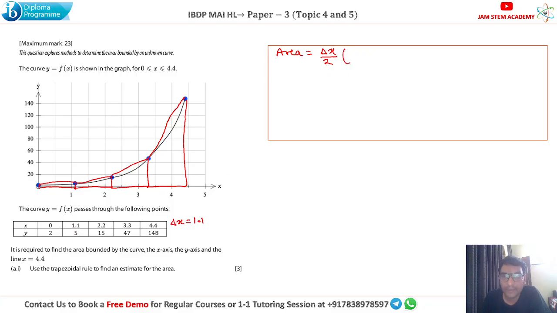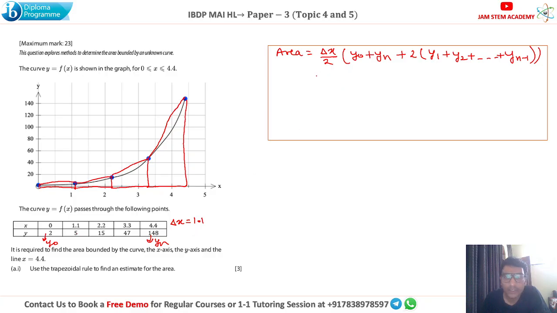Delta x divided by 2 times. Now we have to write the first value and the last value from the curve, and twice all the middle values, means y1 plus y2 plus so on up to y(n minus 1). So here we have y naught as this 2 value, and this value is yn. Basically, it is our fifth point, so it is y4.